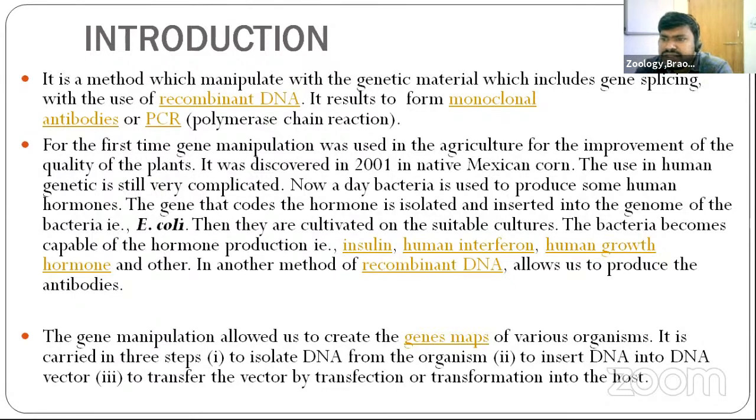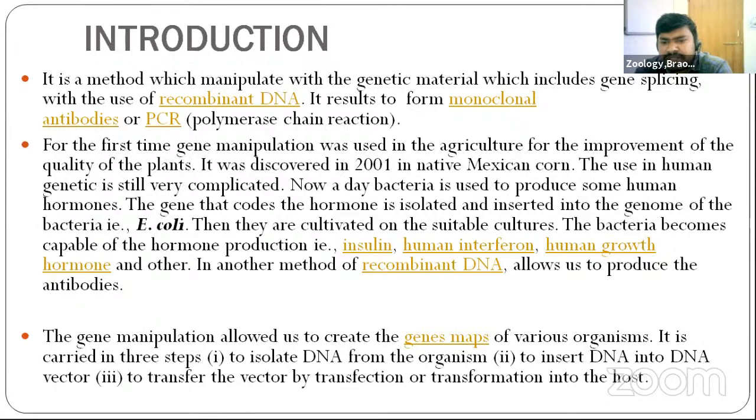Nowadays, bacteria are used to produce some human hormones. The gene that codes the hormone is isolated and inserted into the genome of the bacteria, like E. coli. Then they are cultivated on suitable cultures. The bacteria become capable of hormone production like insulin, human interferons, human growth hormones, and others. Another method of recombinant DNA allows us to produce antibodies.